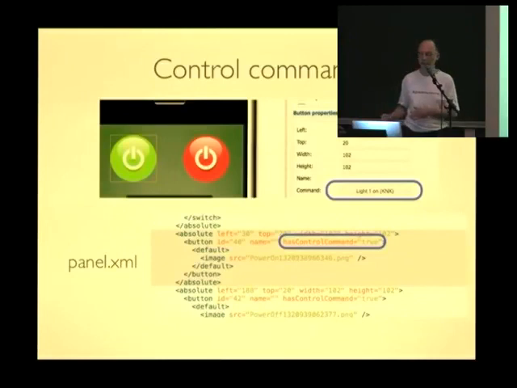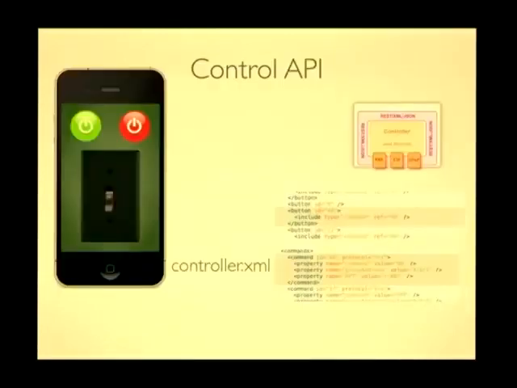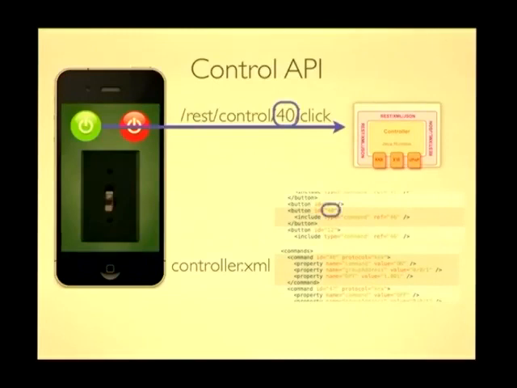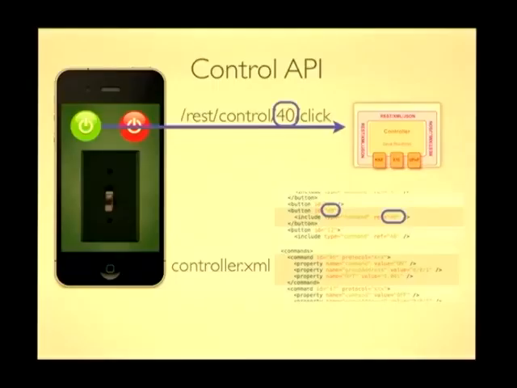There is a control command. What happens? Well, there is a REST call going back to the controller. Inside that REST call, you have the ID of the button. When the controller gets that ID, he can look it up in the XML and now look up the IDs of the commands that it will need to execute in order to have that action happen.